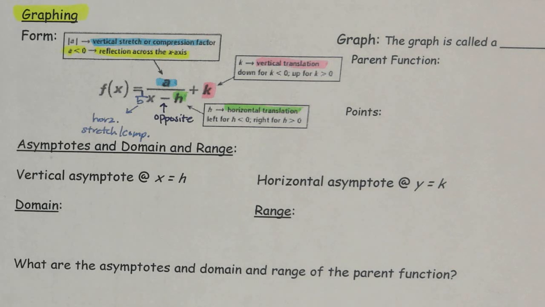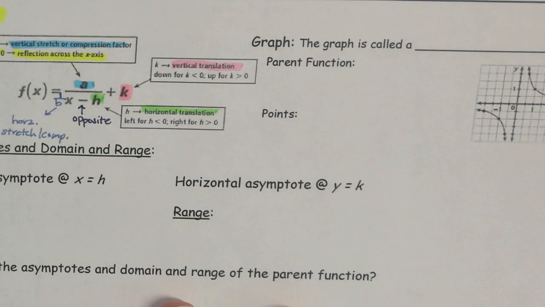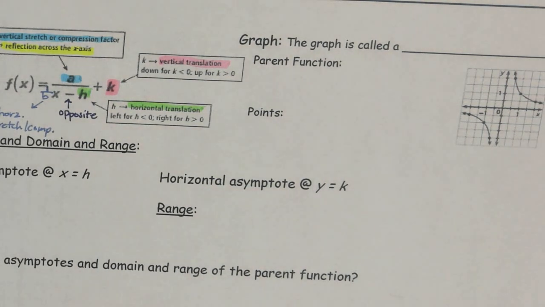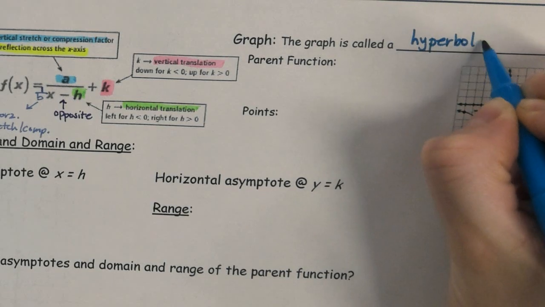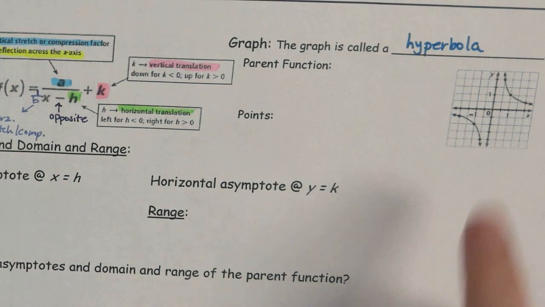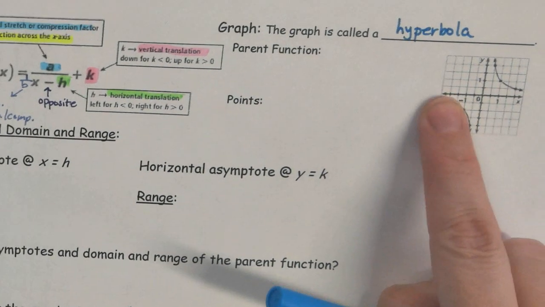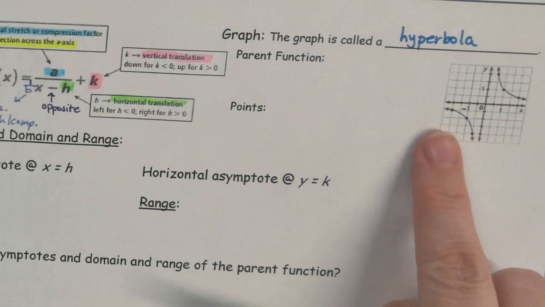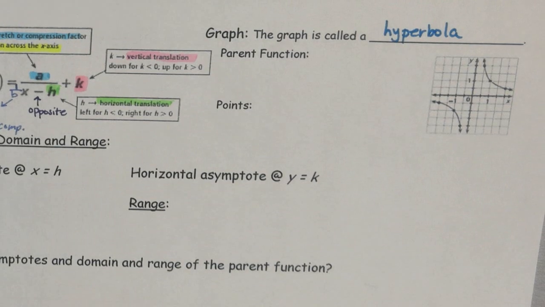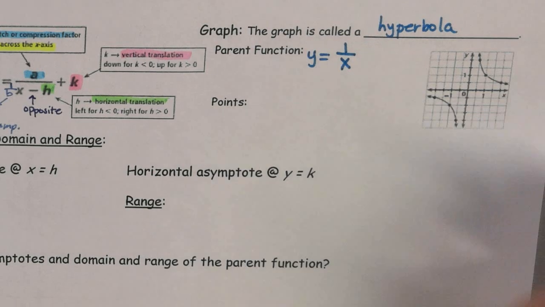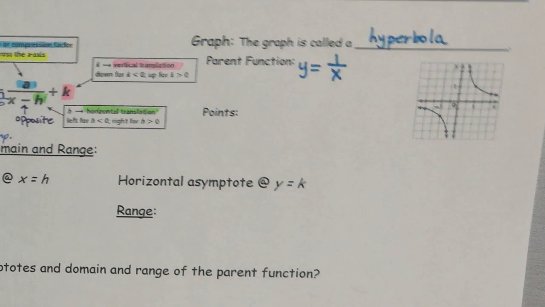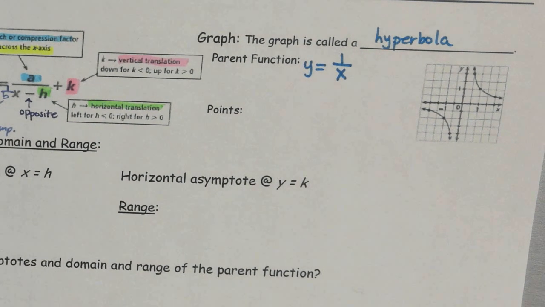Do you guys remember what the name of the graph is? Close. Hyperbola, yeah. So the graph is called a hyperbola. Okay, and a hyperbola has a basic form, which is this one, but there are many different types of these. This is just for the parent function. So a parent function in the rational family is just 1 over x. 1 over your value of x.